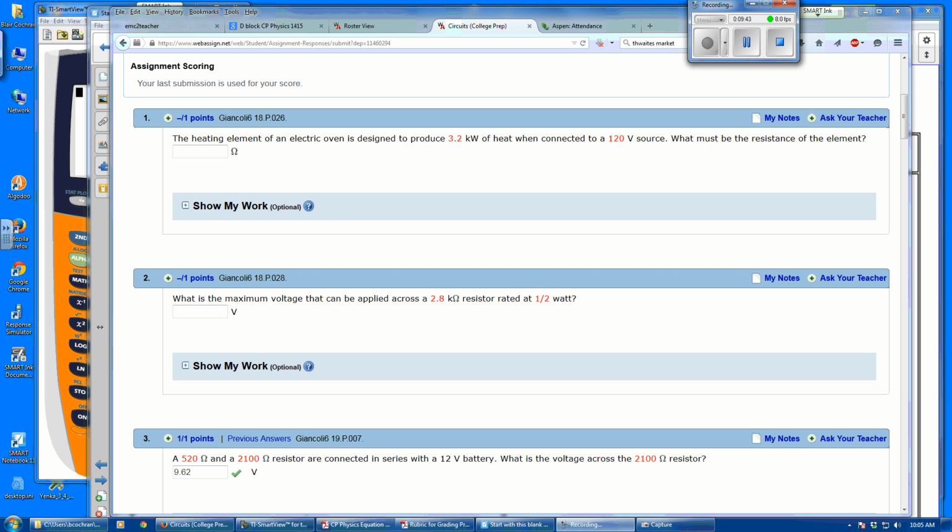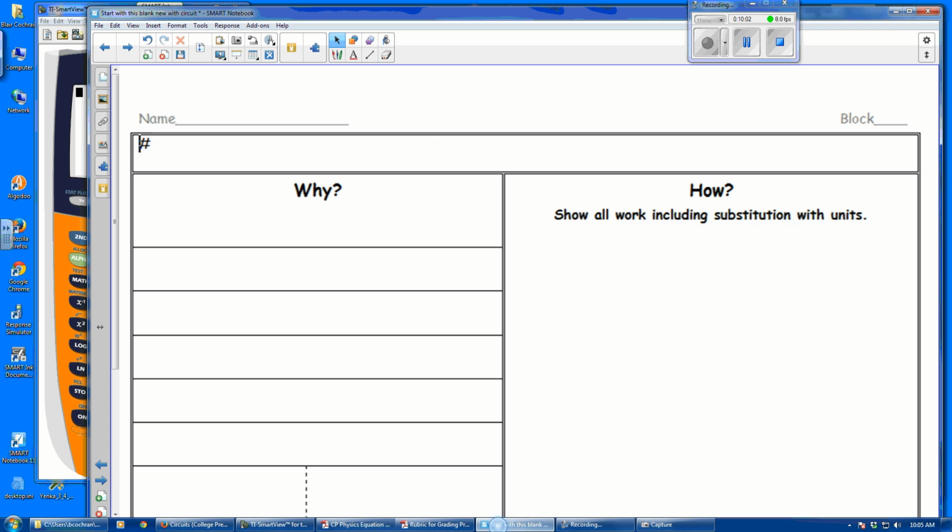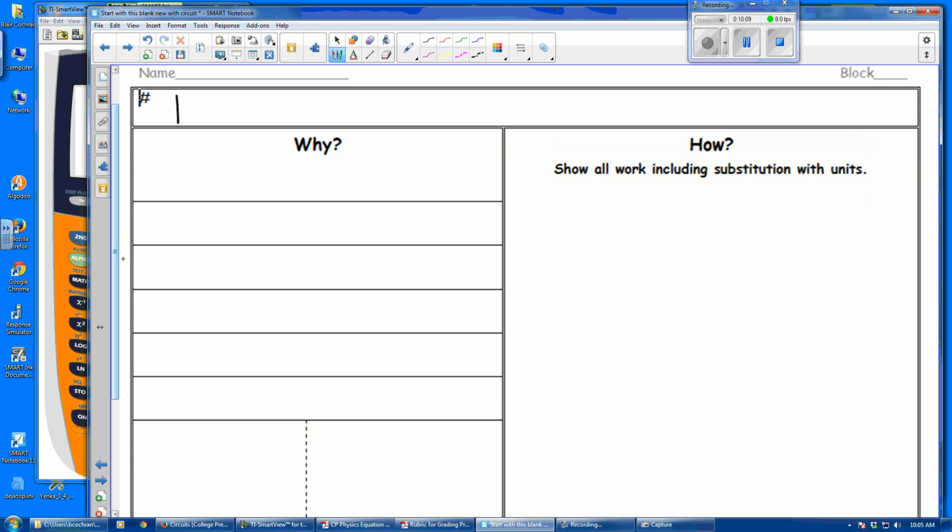Alright, we're going to do number 1 as requested. And in this we have this heating element, it's producing this much power, and it's connected to this voltage, and they want to know what is the resistance of the element. So this is one where a circuit diagram is not needed. I don't think that shows the depth of understanding for this problem. You would need to show your understanding for power. Power is the rate.